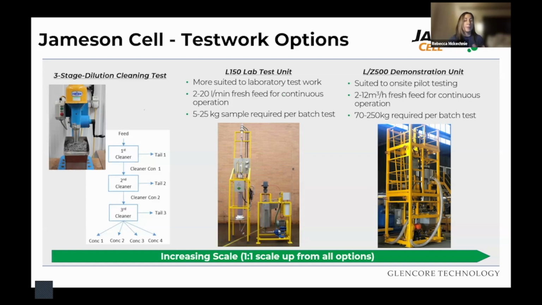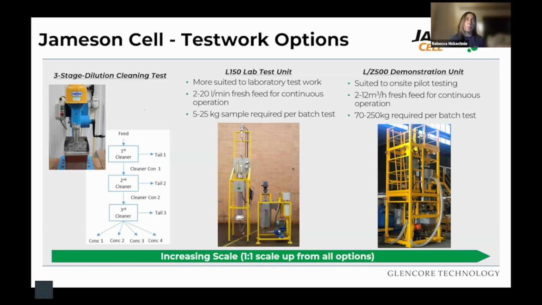So this test is performed in a standard Denver cell, and can be performed by any laboratory that has flotation capabilities. The actual procedure is readily available. And overall, that 3-stage dilution test scales 1-to-1. So there are operations like Pogo in Alaska that have installed Jamison cells that are based on just this type of bench scale work alone.